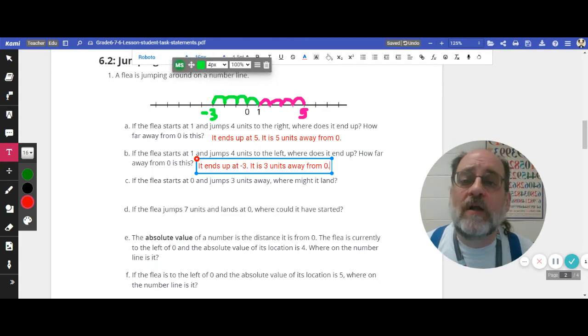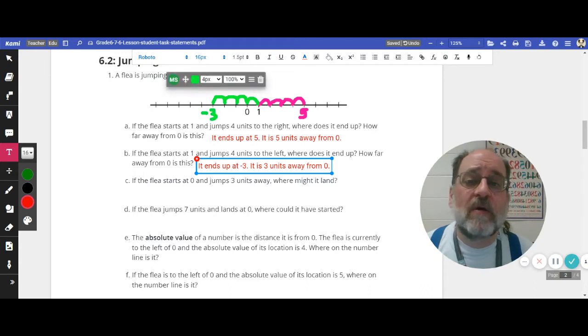In each case, when we're talking about units, we're really talking about hops or jumps. So it takes 1, 2, 3 jumps to move between -3 and 0, and it takes 1, 2, 3, 4, 5 jumps to go from 0 to 1.